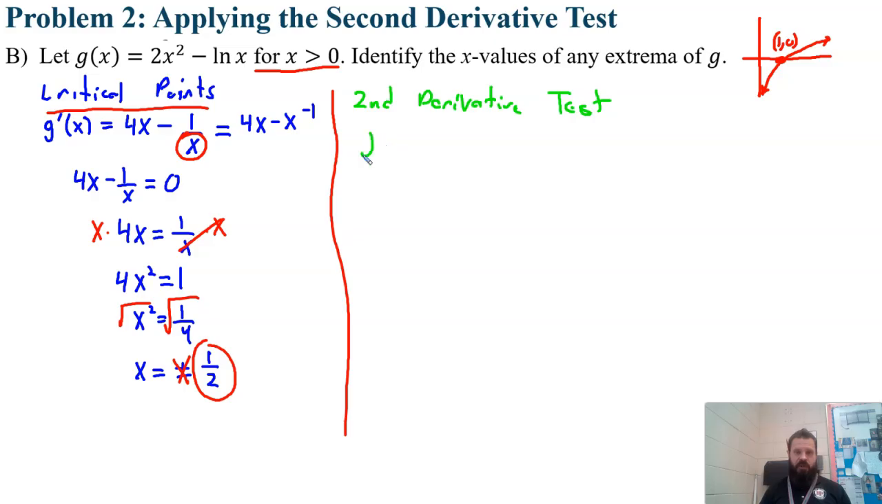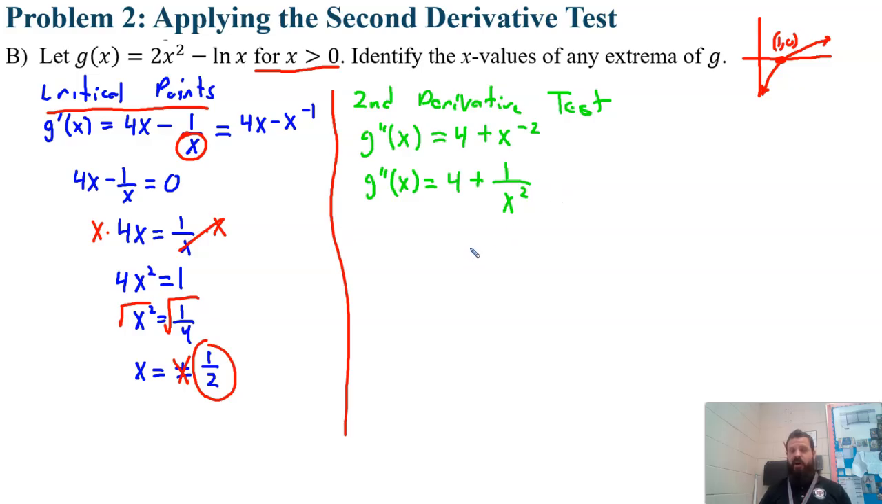All right, so g double prime of x will be equal to the derivative of 4x, which is just 4, minus the derivative of x to the negative 1, which will be multiplied by the negative 1, so plus x to the negative 2 power. In other words, our g double prime of x is equal to 4 plus 1 over x squared. Equivalent expressions, but the bottom one will be a little bit nicer for substituting critical values in. So there's our second derivative.